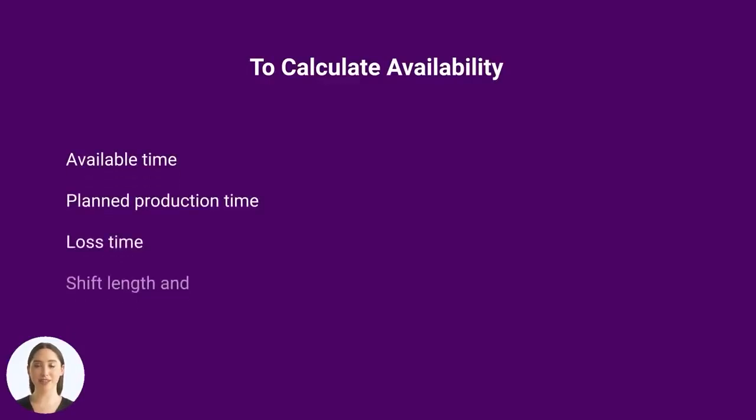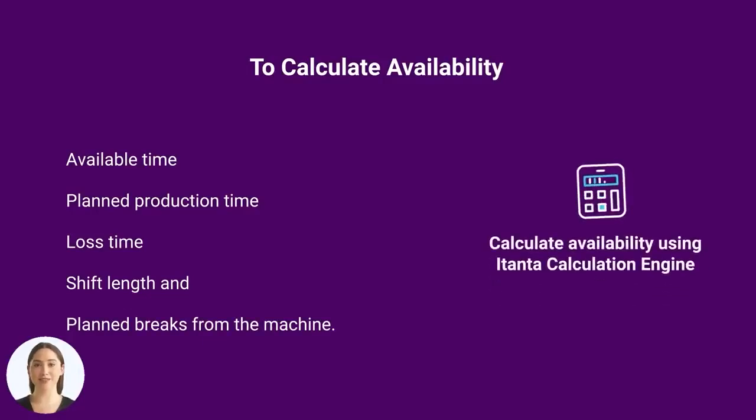To calculate availability, we need the available time, planned production time, lost time, shift length, and planned breaks from the machine. By getting these parameters, we can calculate availability using Itanta calculation engine.